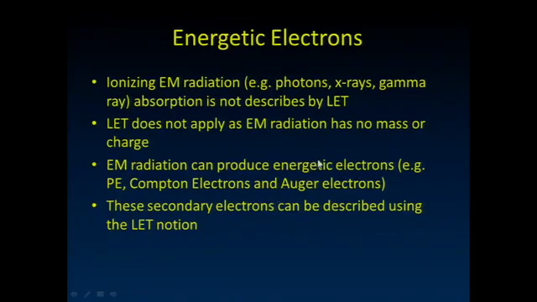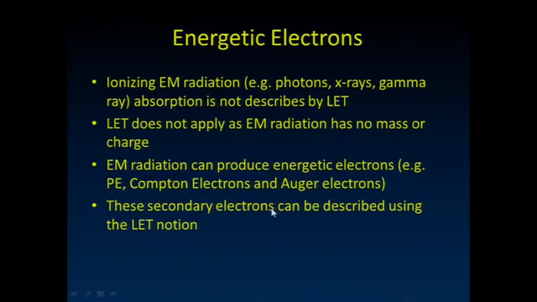So these energetic electrons, right, ionizing electromagnetic radiation like X-rays and gamma rays, is not described by LET, right? LET is specifically meant to describe particulate radiation absorption. And so it doesn't apply to things that have no mass and have no charge. But the first thing that this electromagnetic radiation does is produce those energetic electrons that we just showed examples of again. And those secondary electrons can be described using that LET notion.